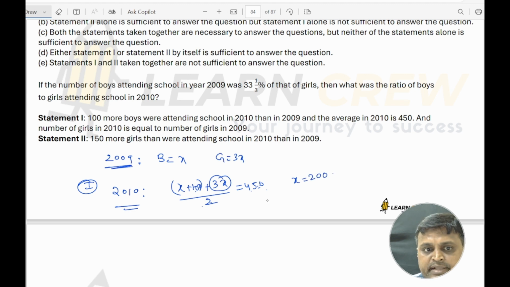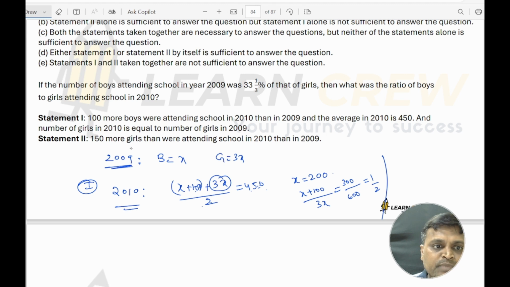X is 200, but you have x plus 100 here. X plus 100 divided by 3x is the ratio. X plus 100 is 300, and 3x is 600. So you can find the required ratio. In 2010, the number of boys is x plus 100 and girls is 3x. You are able to find it with only one.